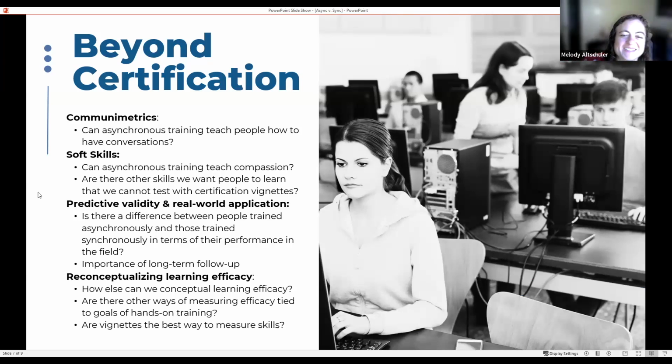Yes, hello. So, what does this all mean in terms of beyond certification? The first thing that I think is worth thinking about is what are we actually wanting to teach in the trainings, and how does the certification potentially correspond or not correspond with our goals for skills in practice.